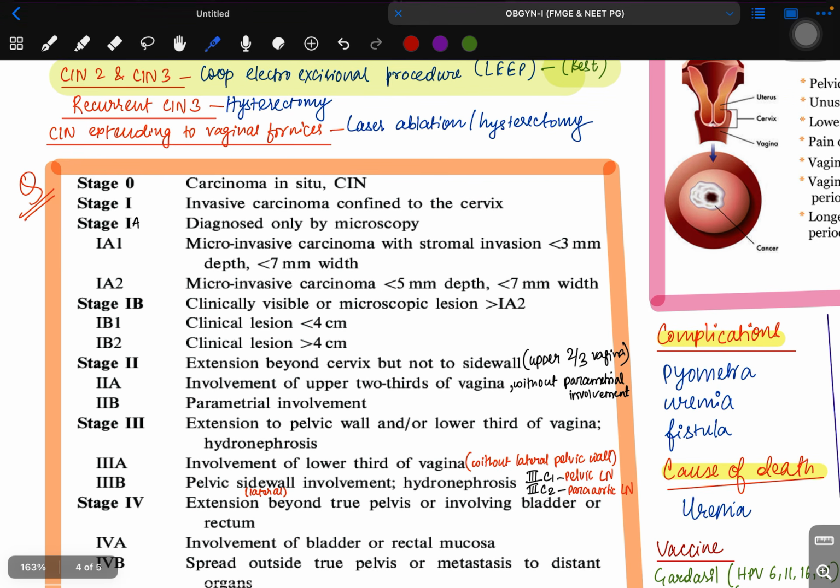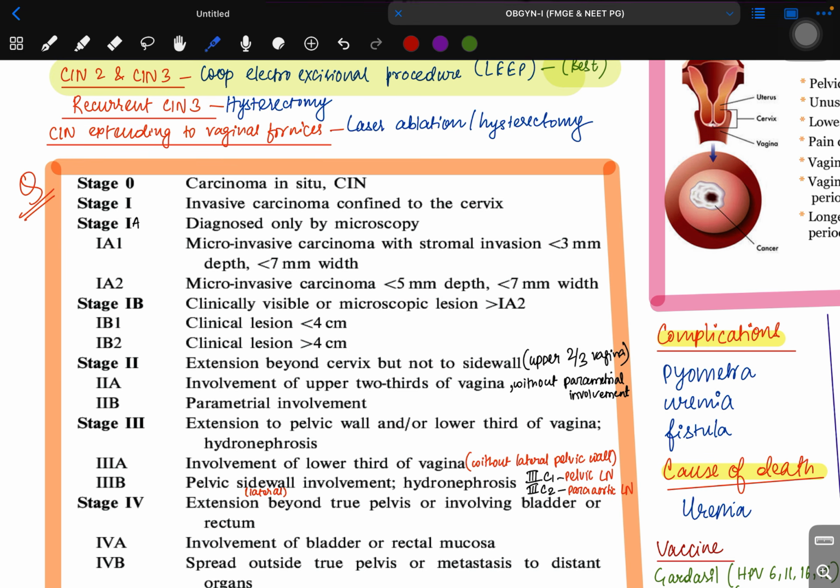This is the staging for cervical cancer. You have to remember this staging. This is important. Questions will come. So stage 1 is invasive carcinoma, which is confined to the cervix. Stage 1A is, it can be diagnosed only by microscopy. Stage 1A1, it is microinvasive carcinoma with stromal invasion less than 3 mm depth. 1A2, less than 5 mm depth.